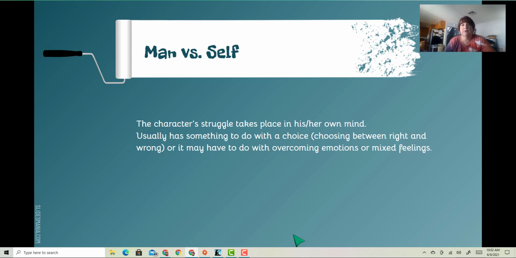Now I'm going to pause here for a second, because in many stories, we have both external and internal conflict. Our main character may be struggling with their own identity or who they are, or if they have enough strength to fight the antagonist in the man versus man conflict. And that lets us have that man versus self as well.